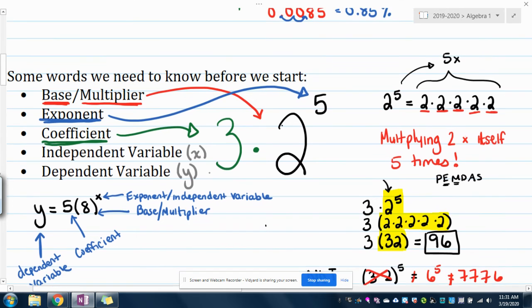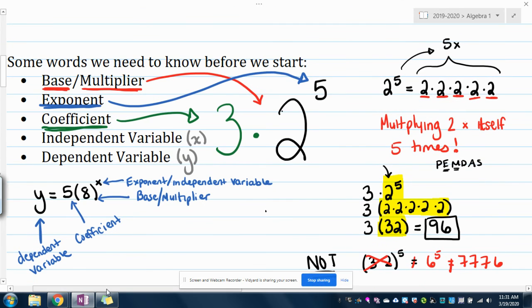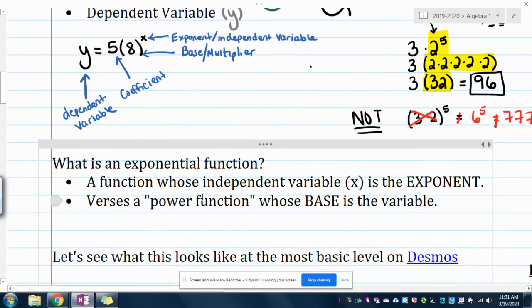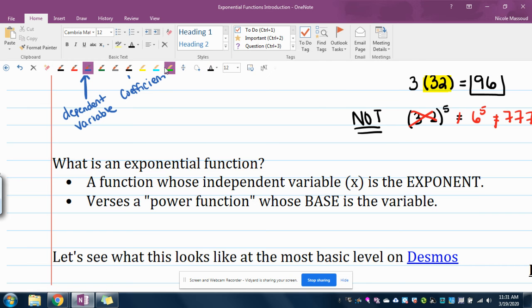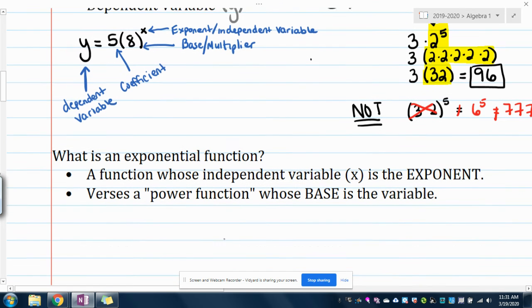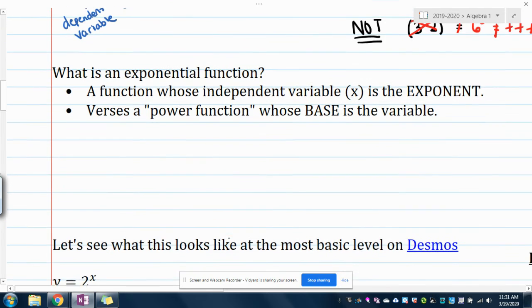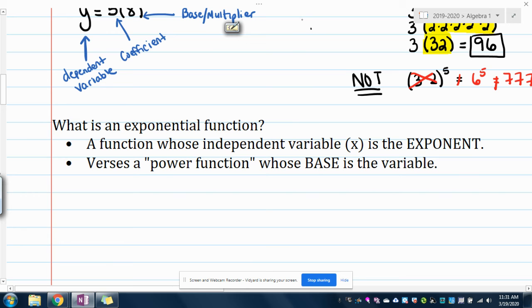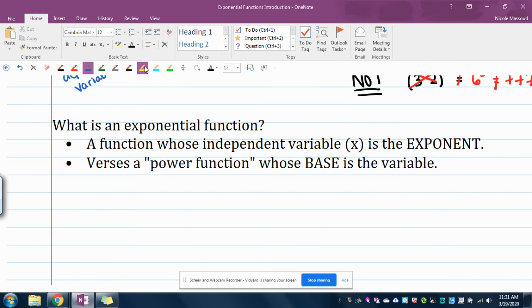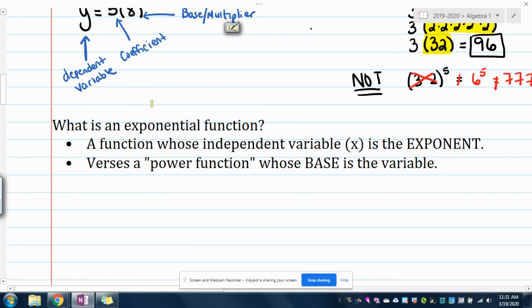Okay, so vocab. You know how much I love vocab. I know you've missed me. Okay, what is an exponential function? So now we're going to actually define it. If I were you, I would be taking notes. I cannot be there with you, so I cannot make you take notes. However, I would highly, highly recommend it.